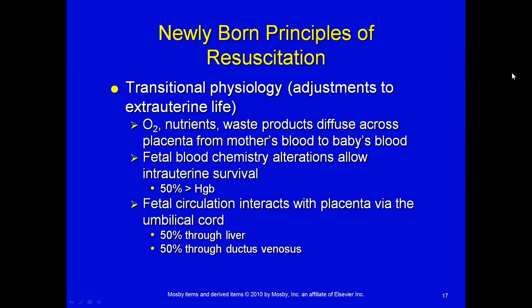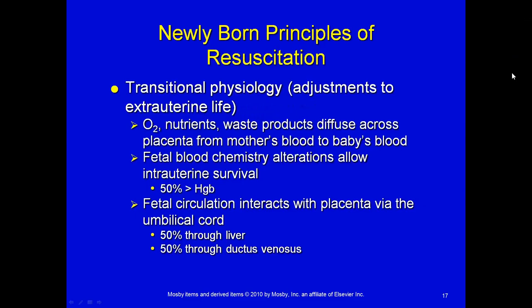So some transitional physiology, getting adjusted to extrauterine life. Initially, oxygen and nutrients and waste products diffuse back and forth between the placenta and the mother's blood to the baby's blood. Fetal blood chemistry alterations allow for intrauterine survival. What they're referring to there is that fetal hemoglobin is 50% higher than maternal hemoglobin. As a result, that can be a good thing, as in the case of hemorrhage or hypoxia. But in the case of carbon monoxide poisoning, that extra 50% of hemoglobin can be detrimental, because we know carbon monoxide has a strong affinity to hemoglobin, and intrauterine carboxyhemoglobin levels are much higher than maternal carboxyhemoglobin levels.